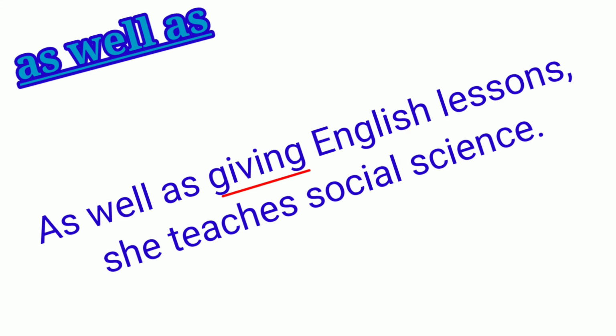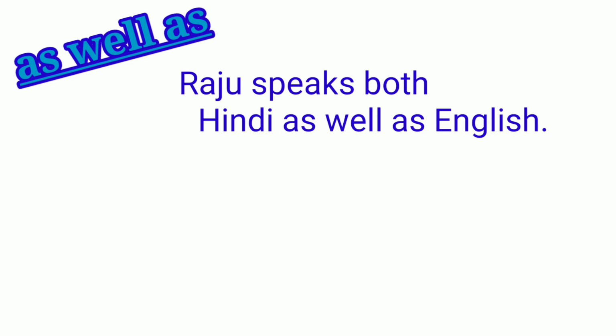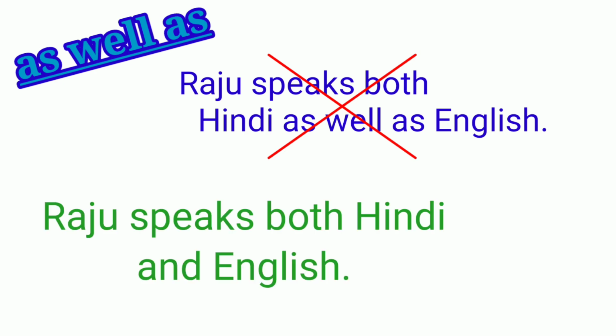Now look at another sentence. It's a wrong sentence too. Raju speaks both Hindi as well as English. It's a wrong sentence. I have told you it's a wrong sentence. Can you correct it? Well, the point is, after both, you can't use as well as. You can use and instead. So the correct sentence is, Raju speaks both Hindi and English.